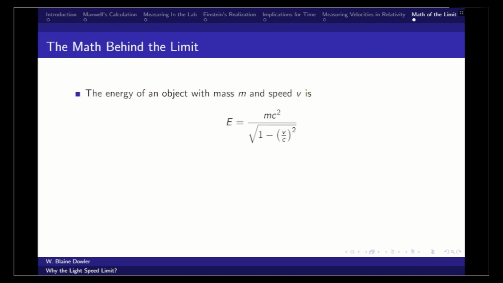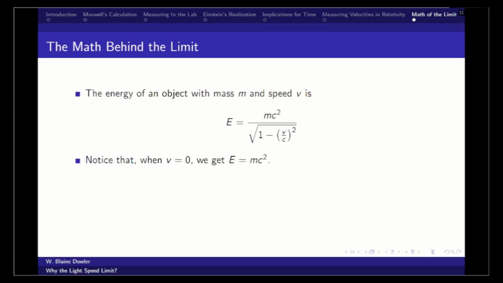Well, what's the math behind this limit? The energy of an object with mass m and speed v is given by this equation. Seems a little weird. Note that when v equals 0, so when it's not moving, we get E equals mc squared. That's that famous formula. If we subtract mc squared from this equation, what we'd have left is the kinetic energy.